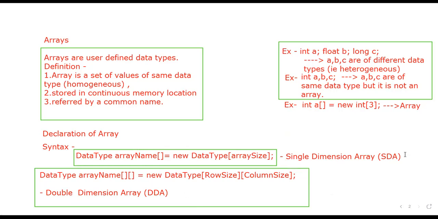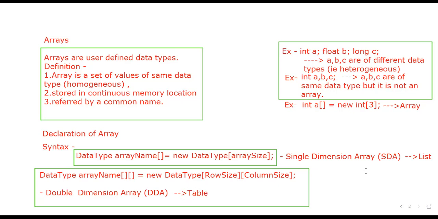Yes, ma'am. DDA is known as table and SDA is known as list. Okay, SDA is known as list, and DDA is known as table. I'll write it here. DDA is known as table. Understood?